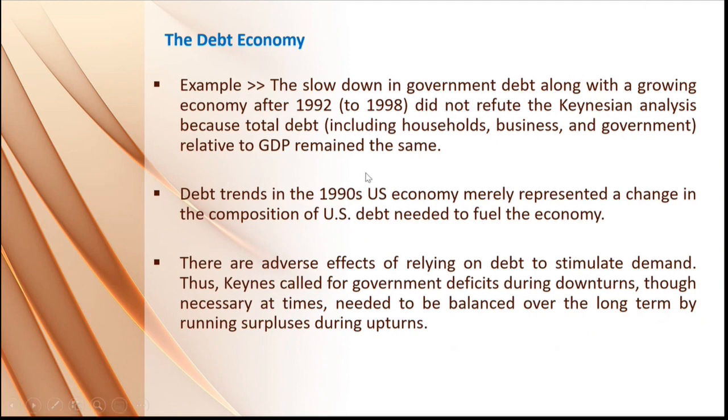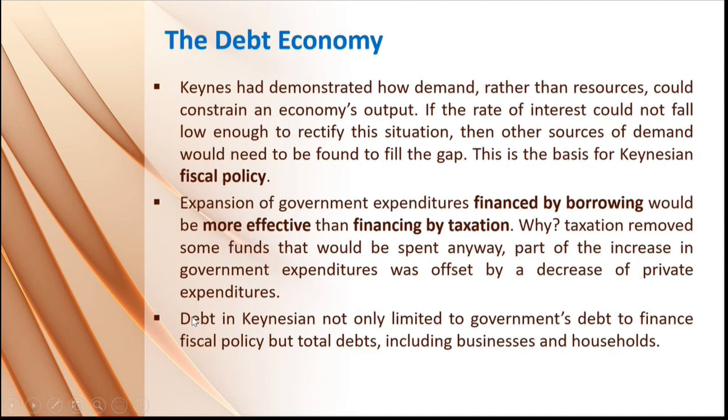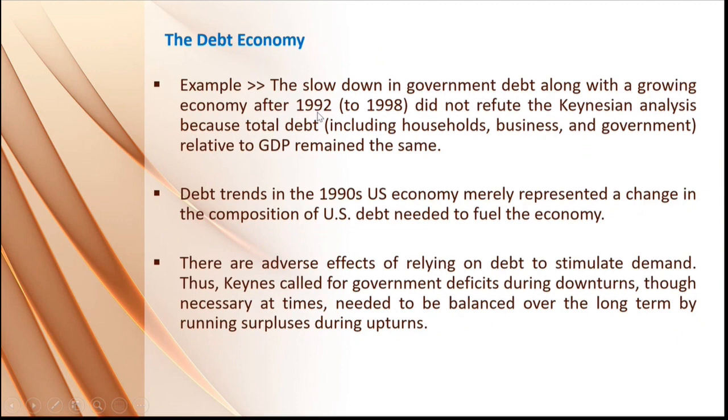For example, a slowdown in government debt along with a growing economy after 1992 did not refute the Keynesian analysis because total debt relative to GDP remained high. So here we try to say that debt in Keynesian is not only because of the government fiscal budget deficit, but also others, because after 1992 to 1998, you notice that the government debt actually dropped, but it was balanced back by the increase in household and business and other debt, right?